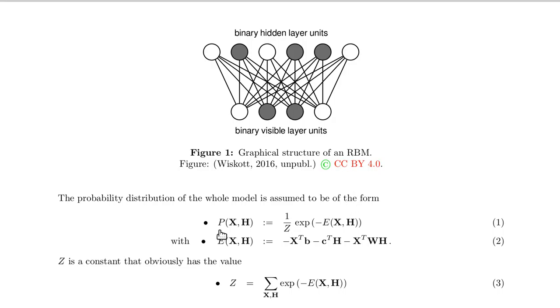Formally, the probability is given by this equation. So we have a probability of X and H. So we continue distinguishing between the visible layer units, which are indicated by X, and the hidden layer units, indicated by H for hidden, obviously. So we write the joint probability of X and H in this form, 1 over Z exponential minus E of X and H. Now this is a way of writing the probability that comes from physics, where E would be interpreted as energy.